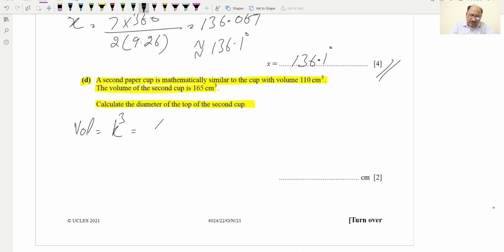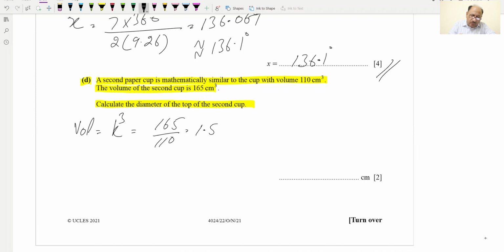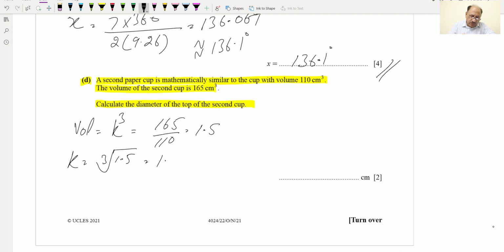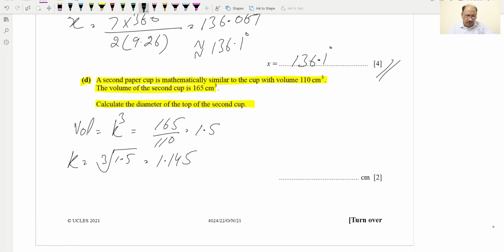So this will be 165 over 110, and if we check this, 165 divided by 110 will be equal to 3 by 2, or we can write 1.5. So k will be equal to the cube root of 1.5, and the cube root answer will be equal to 1.144, or 1.145. Now this is k.